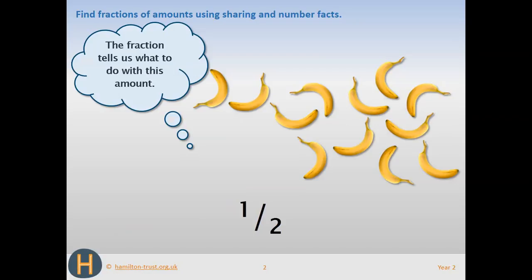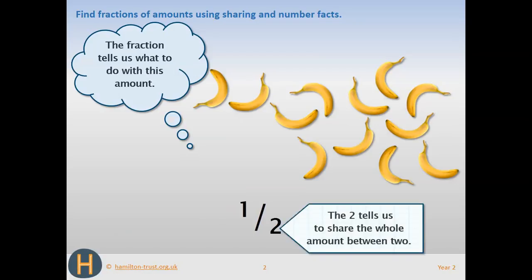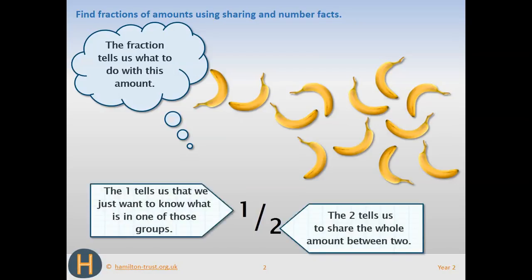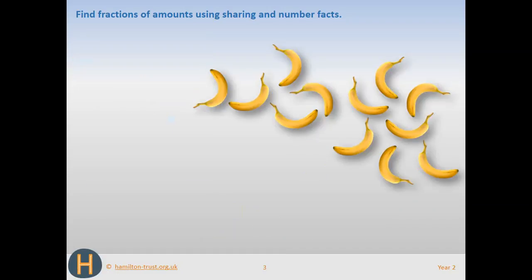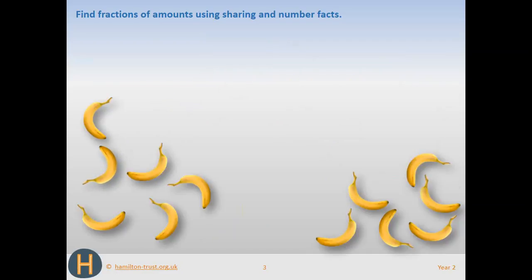Read to find what the numbers tell us. The bottom number tells us how many groups to share between. And the top number tells us how many of those groups we're interested in. So let's share these bananas between two. Count how many bananas are in one of these groups. So we've shared all the bananas between two, and we've looked at one group.